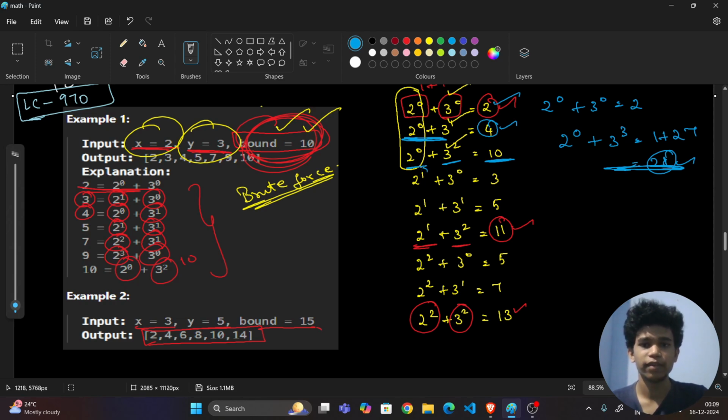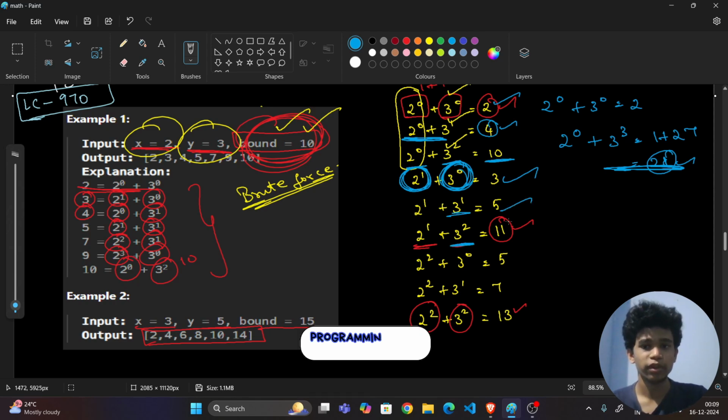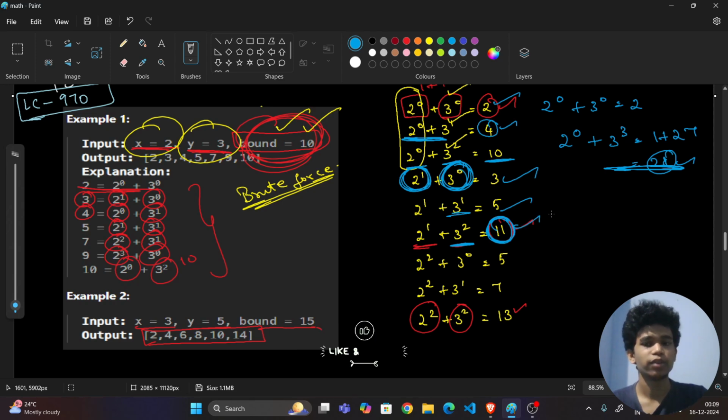Then I will take 2 power 1 and consider it. Now 3 power 0 is 1 and 2 power 1 is 2, so it will be 3. 3 is less than 10. Again put 3 power 1, which is also less than 10. If I put 3 power 2, it is 11, which is greater than 10. So stop here and change this 1 to 2.